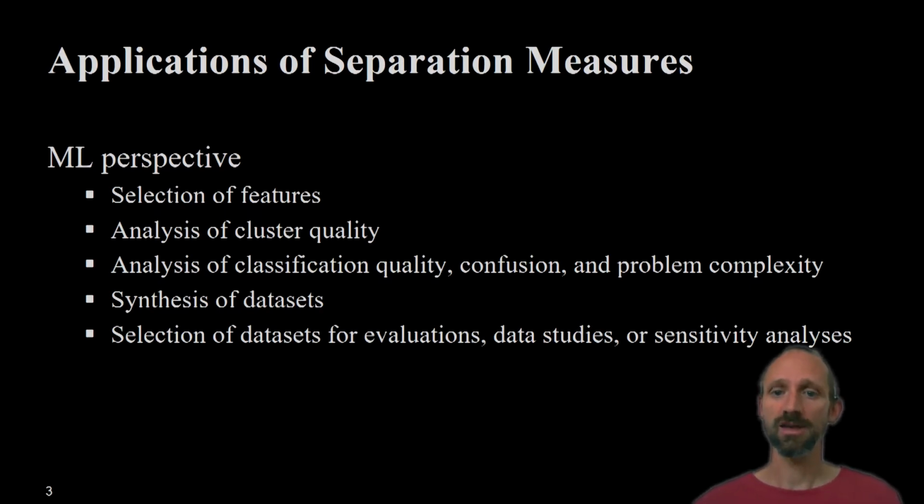A second application is the estimation of clustering performance. The evaluation of clustering methods is difficult since usually no ground truth exists. So given two clusterings, it's difficult to say which one is the better one. Cluster quality measures can help us to answer these questions.